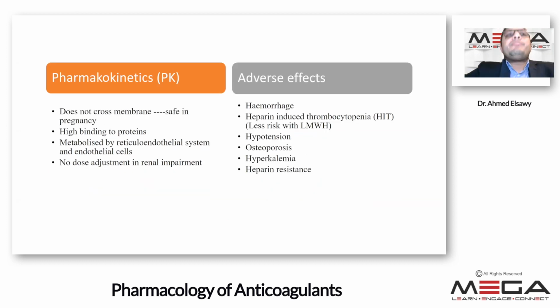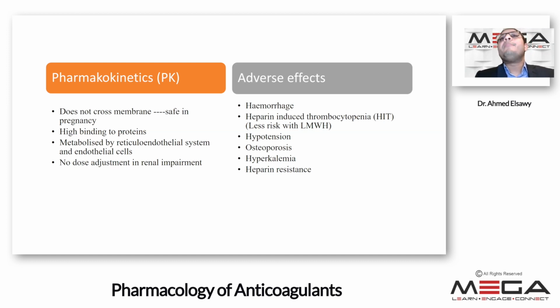Pharmacokinetics of unfractionated heparin: we don't give it orally because it doesn't cross membranes. It is not absorbable, and it doesn't cross the placenta, so it's safe in pregnancy. It is highly bound to proteins, which gives it variability in pharmacokinetics. It is metabolized by the reticuloendothelial system in circulation. It doesn't have renal excretion in unchanged form, so there is no dose adjustment in renal impairment and it can be used safely in renally impaired patients.